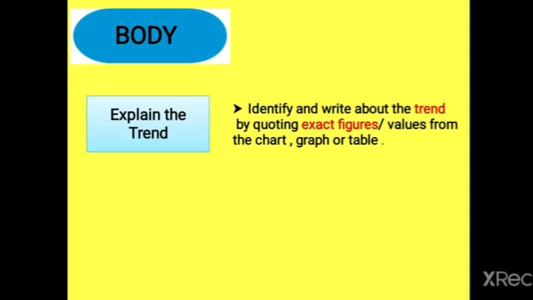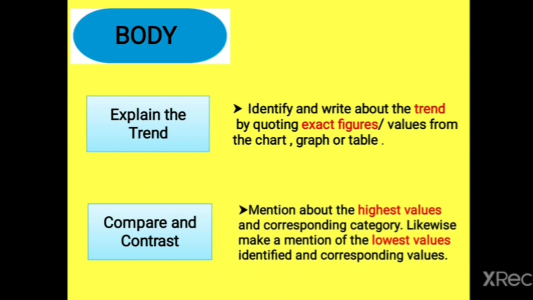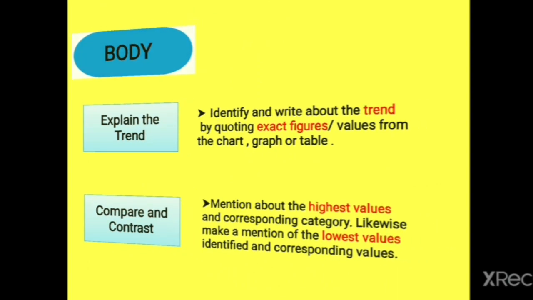Now let's move on to the body, which is the main content of your paragraph. The first part of the body would explain the trend. Therein you have to identify the trend, that is the pattern, by quoting exact figures or values from the chart, graph or table. Second, compare and contrast. Mention the highest values and the corresponding category. Likewise, make a mention of the lowest values and their corresponding categories.